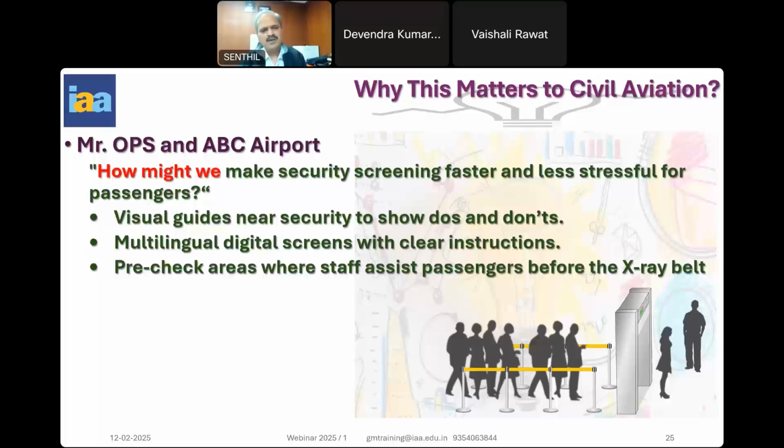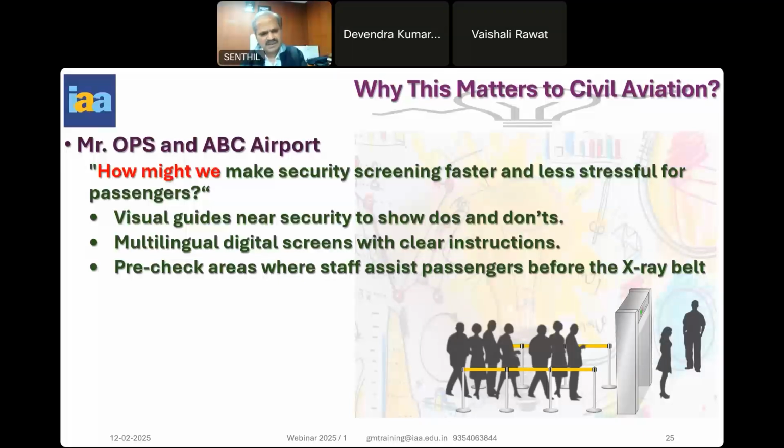The next is pre-check areas where staff assist passengers before they go to the plane. You might have seen in some airports in foreign countries, a lot of young boys and girls standing before you go into the security check. They tell you what you have to do.